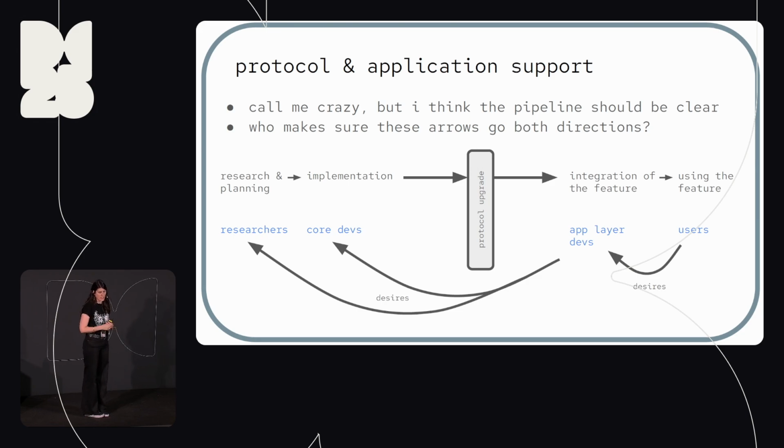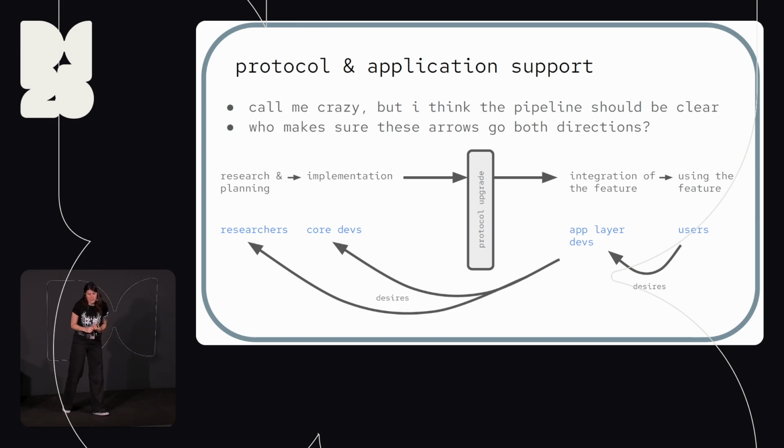And on the other side, once an upgrade comes out, the upgrade is useless if the app layer is not implementing, if it's not integrating these features. Especially if they don't know how it works or they weren't planning on integrating it. So making sure that this app layer has the contacts that they need to be able to integrate these features.